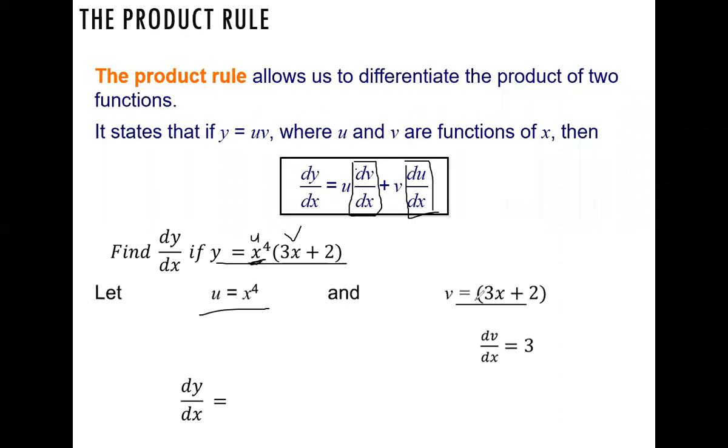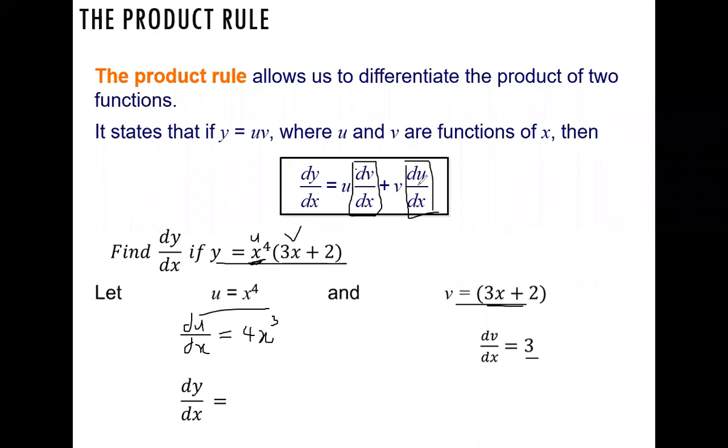When we differentiate v with respect to x, this will give us 3. So when we differentiate 3x plus 2, when we differentiate 3x, we'll get 3. When we differentiate 2, you get 0. And when we differentiate u with respect to x, it is going to be 4x raised to the power 3. So that is the du/dx as well.